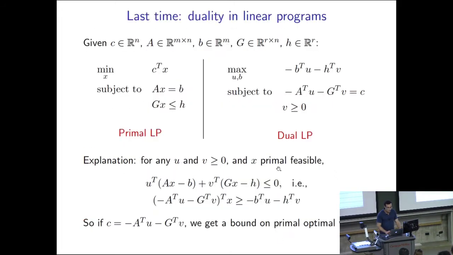And to get the tightest lower bound possible, we maximize this over all possible U and V that meet the constraints that we specified so far, which was that V has to be bigger than or equal to 0 in every component, and C has to be equal to this quantity here. That gives us the dual linear program.